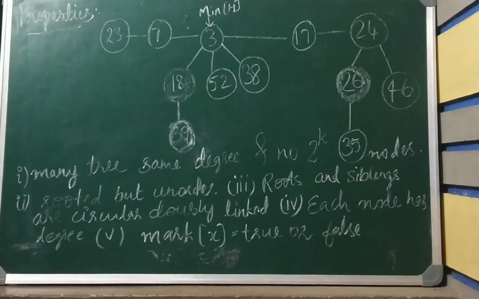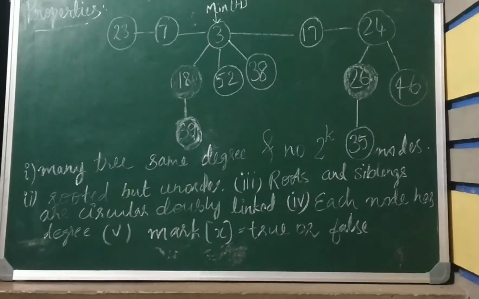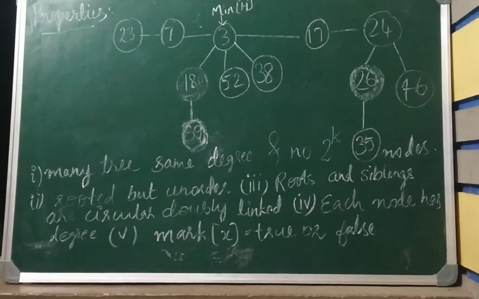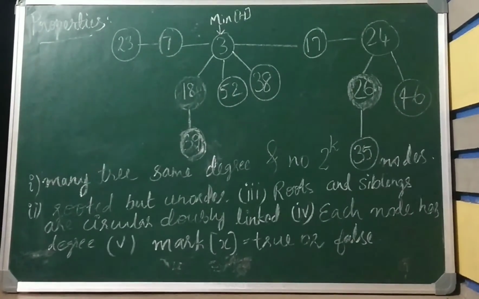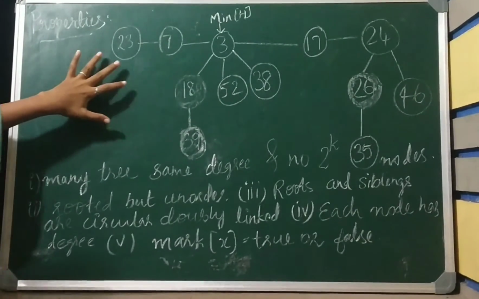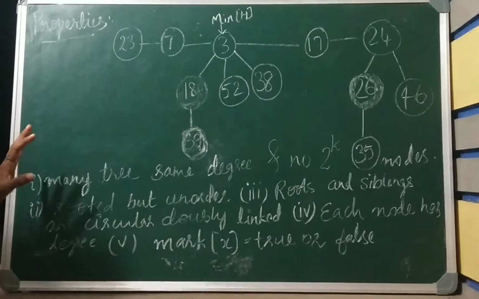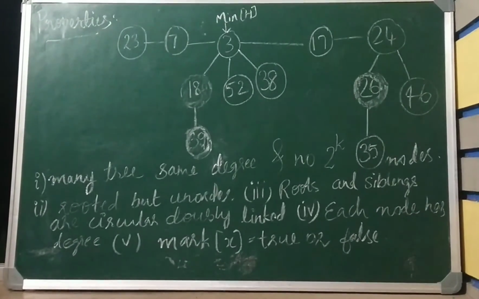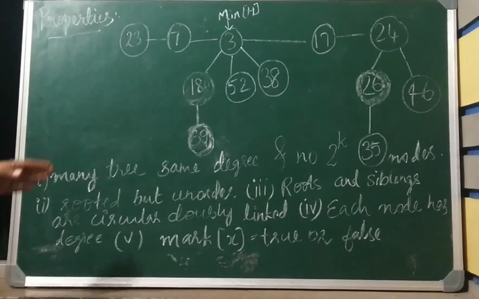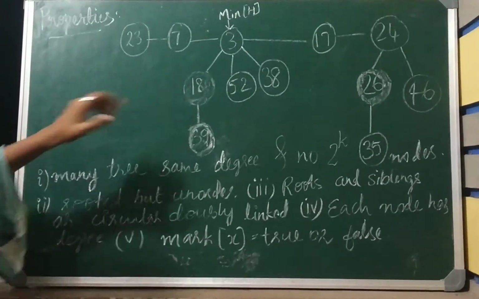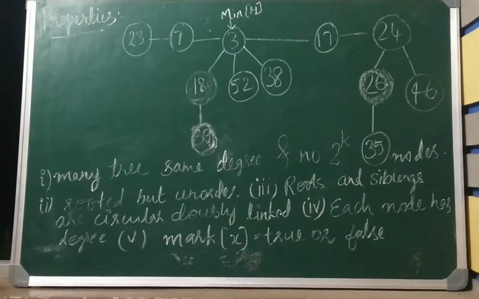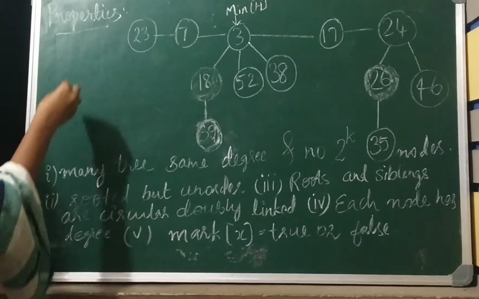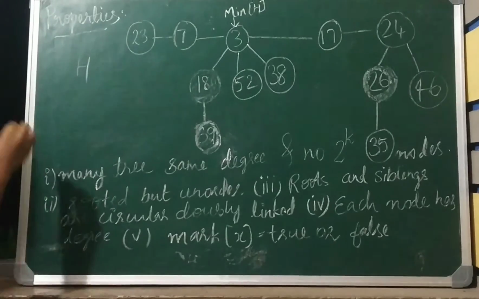We have said that Fibonacci heap is a collection of min heap and it is not constrained to binomial trees. That means all the trees will be in a min heap structure, and also it is not always necessary that all the trees will be a binomial tree. Now we will see the properties of Fibonacci heap. We represent Fibonacci heap as H.